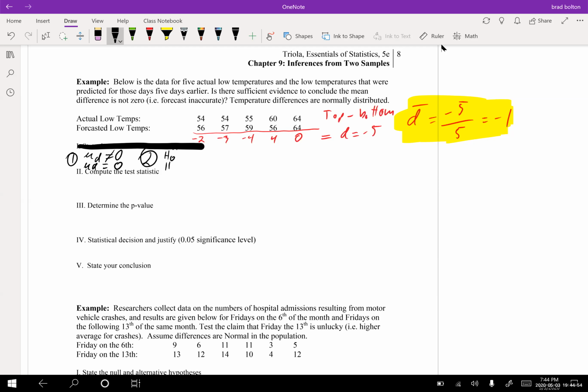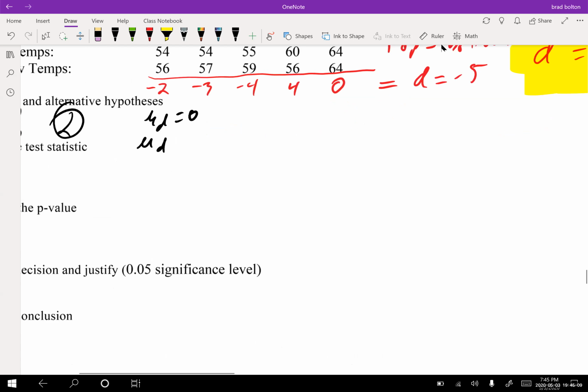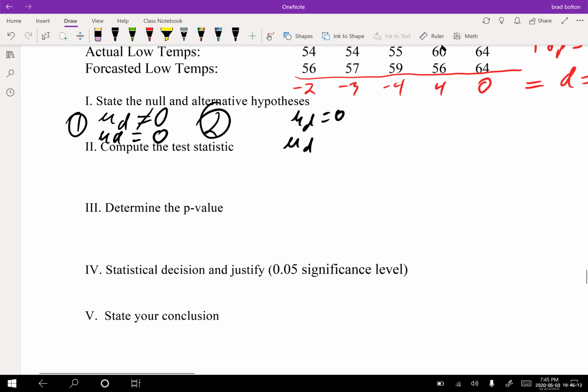That means that we're going to do the null. Let me make this a little bigger so I can write nicer. I don't know if it'll help. My writing's not so good. So we're going to do the null, and the null will always be mu d equals 0, and the alternate will always be that mu d is either less than 0, greater than 0, or not equal to 0. So we're going to do not equal to 0.